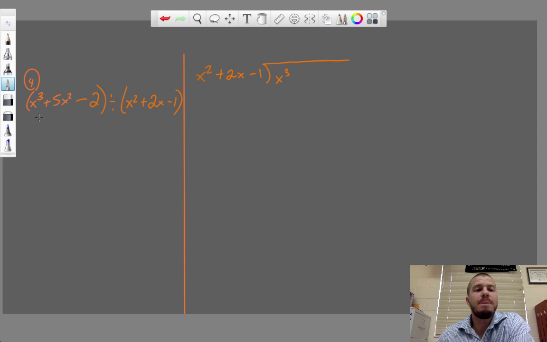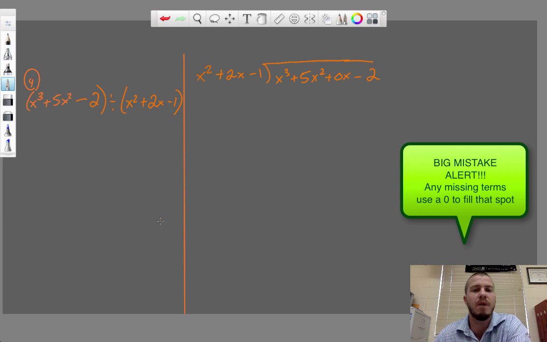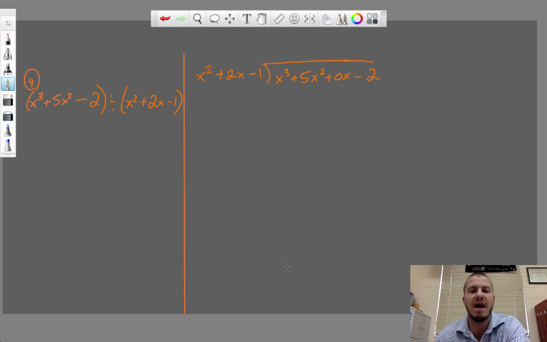So this time I have a cubic being divided by a quadratic. And as I'm writing it out, pay attention that this cubic is missing a term. So this x term is missing. Whenever there's a term missing, you've got to make sure you use a 0 in that spot, so you have a place for that term. More than likely there is still going to be a term there that you're going to have to have a place for.